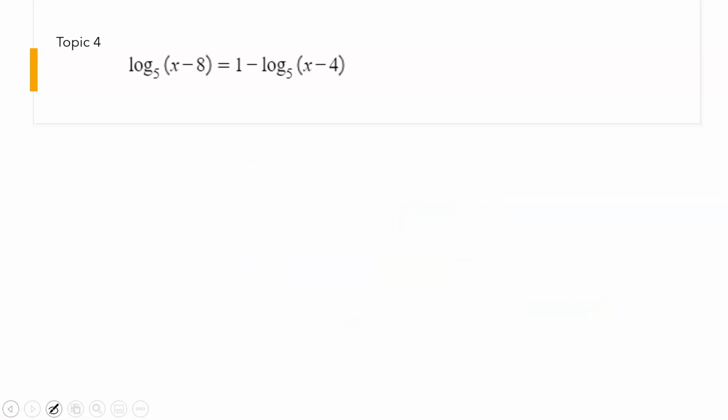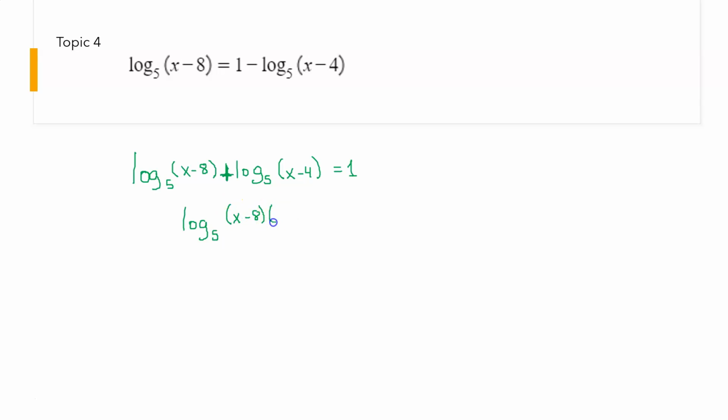The next type of exercise, you have 2 logarithms, one on the left-hand side and one on the right-hand side of the equation, as you can see. So what you have to do is first rewrite the expression with all the logarithms on one side of the equation. So this will be logarithm to the base 5 of x minus 8 plus logarithm to the base 5 of x minus 4 equals 1. And then you apply the property of logarithms that says if you sum 2 logarithms, that will be the logarithm to the base 5 of x minus 8 times x minus 4 equals 1.